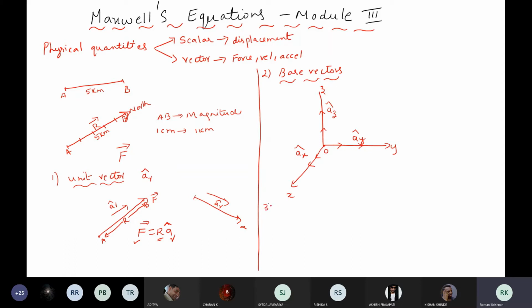Third one, is base vector new for you? Students, base vector is new.